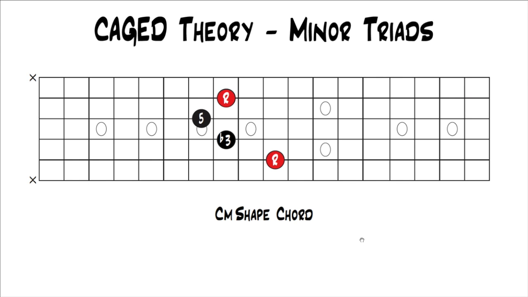And again, we're looking at close position triads like we did with the major triads, which means that all the intervals are as close together as possible. If you don't understand any of this, go back and watch the first 2 sections of our series Music Theory for Guitar. I explain all of this.